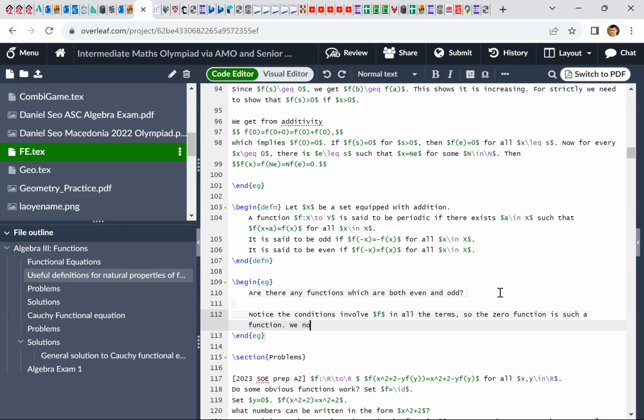Can we prove that it's the only function, or are there other functions? It's the only function. Suppose another function exists such that both are true for all x. You get f of x equals minus f of x. So f of x is 0.